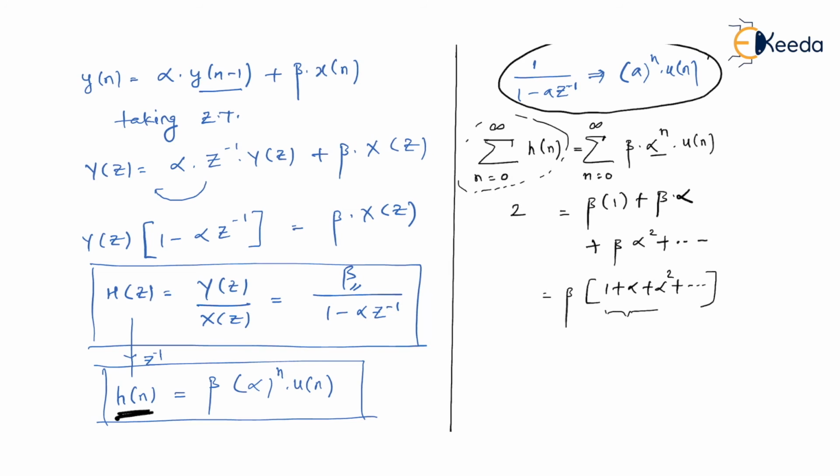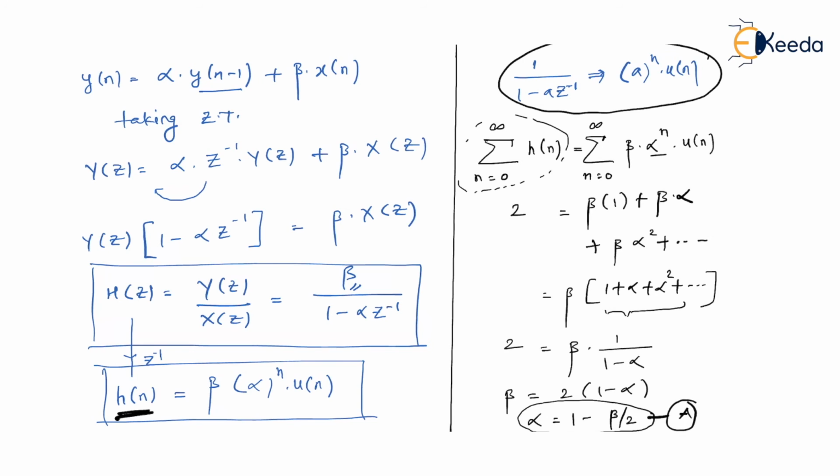So I'll use the concept of GP series. So this is beta times 1 upon 1 minus the common ratio, that is 1 upon 1 minus alpha, and this is equal to what? 2. Or I can say beta equal to 2 times 1 minus alpha, and by rearranging the terms you'll get alpha equal to 1 minus beta by 2, and this is the relation between alpha and beta that they were asking you for. And check kindly, it is option A.